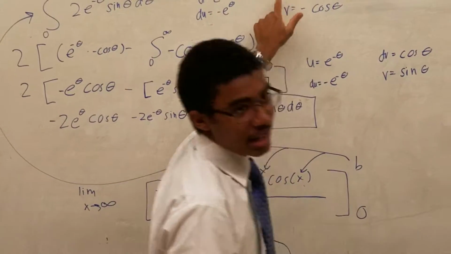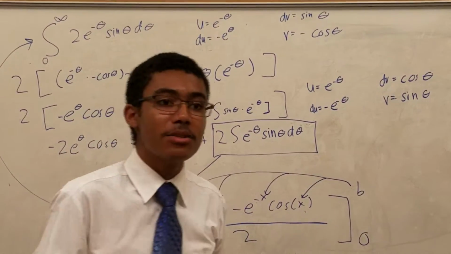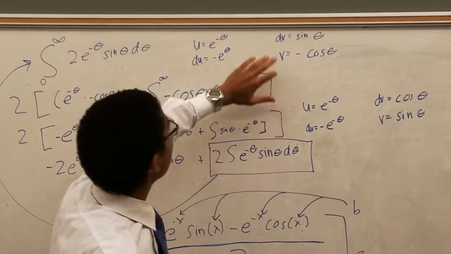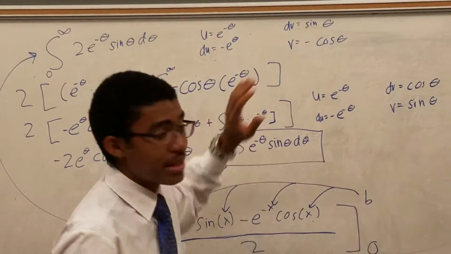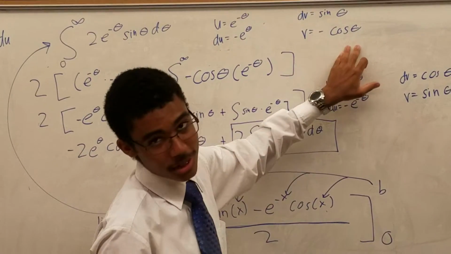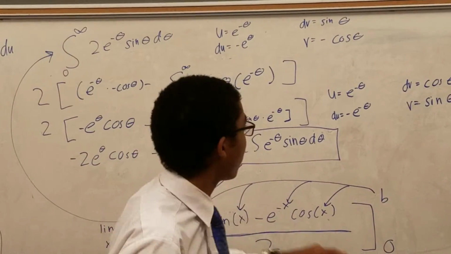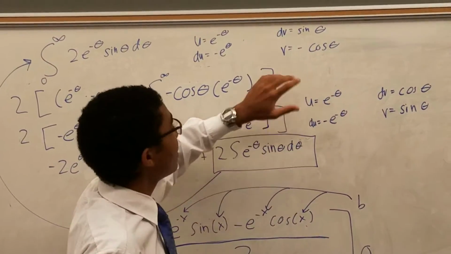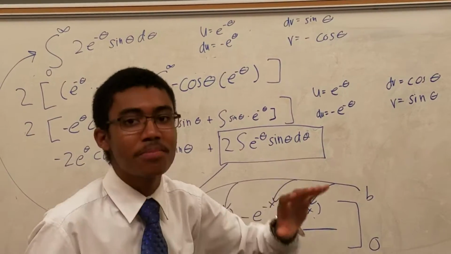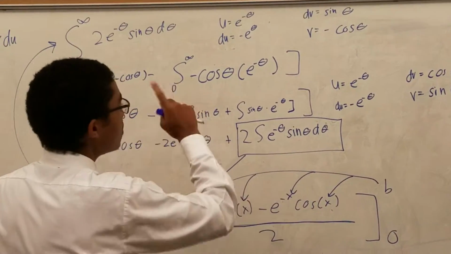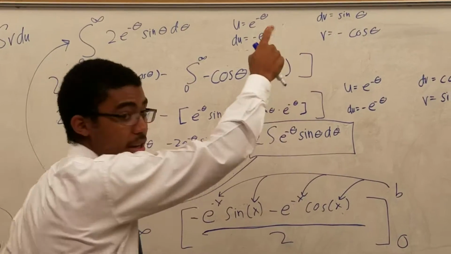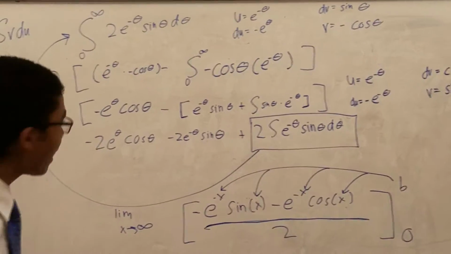We have our dv, and we're looking for the function that's the easiest to integrate. So dv equals sine theta. The integral of that is just negative cosine theta. You can check yourself by asking, what's the derivative of negative cosine theta? It should get you this function. Double check yourself.